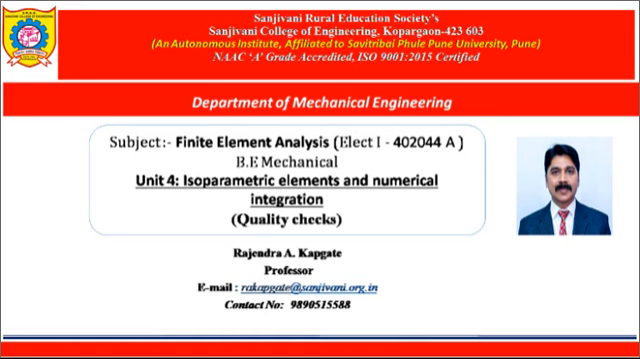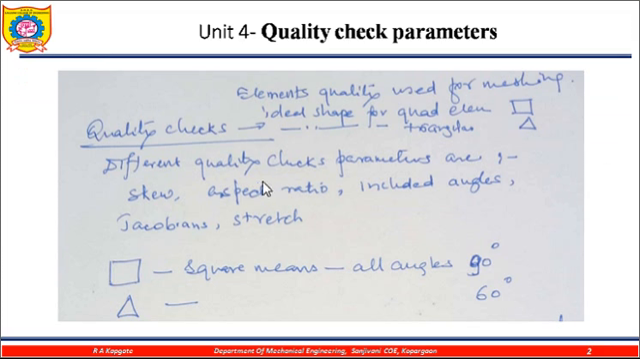It is a total theory lecture but very useful from the examination point of view, because generally in examinations one or two aspects of the quality checks they are asking, and they are asking the definitions or the differences between these two. So whenever we are selecting an isoparametric element for the meshing, we are using an ideal shape.